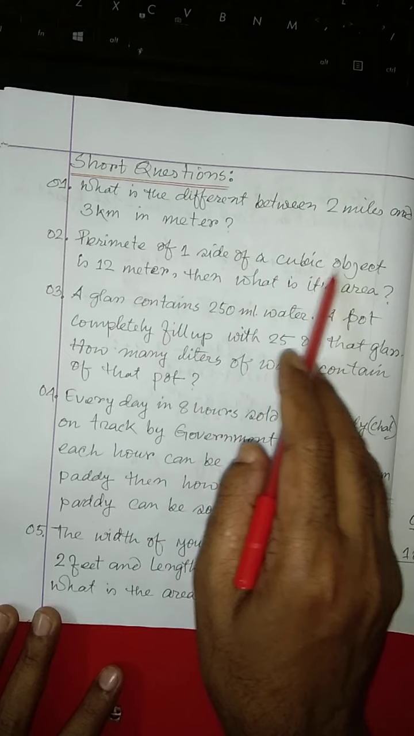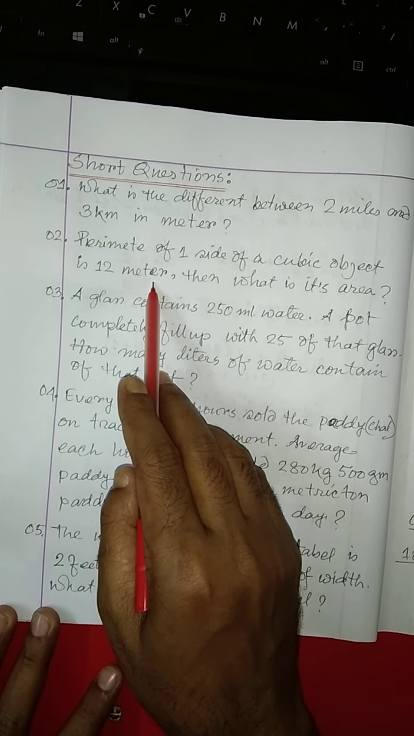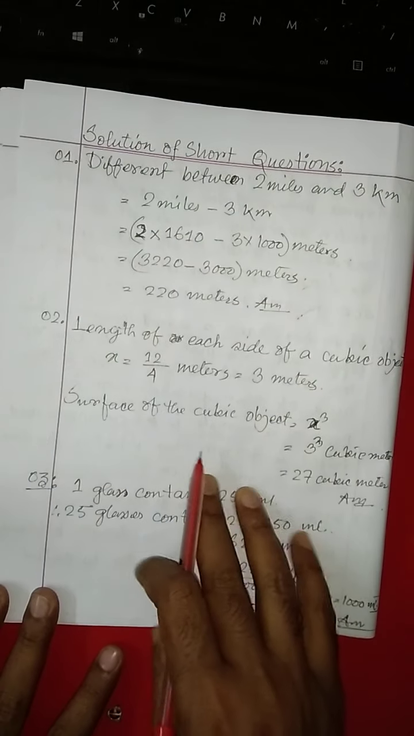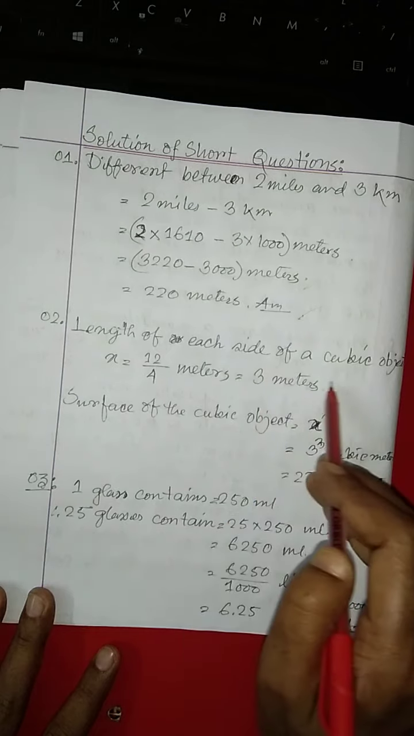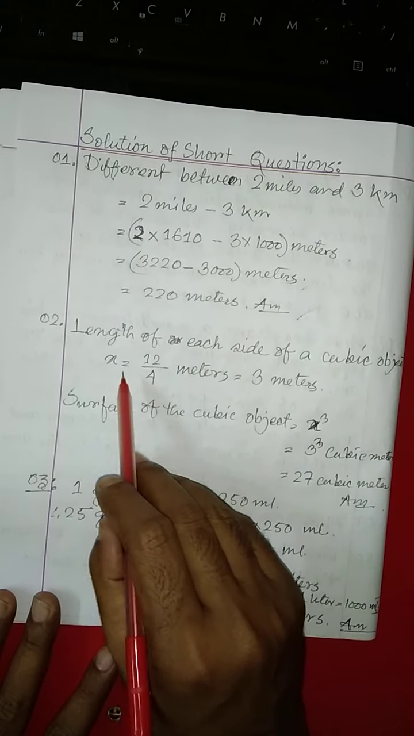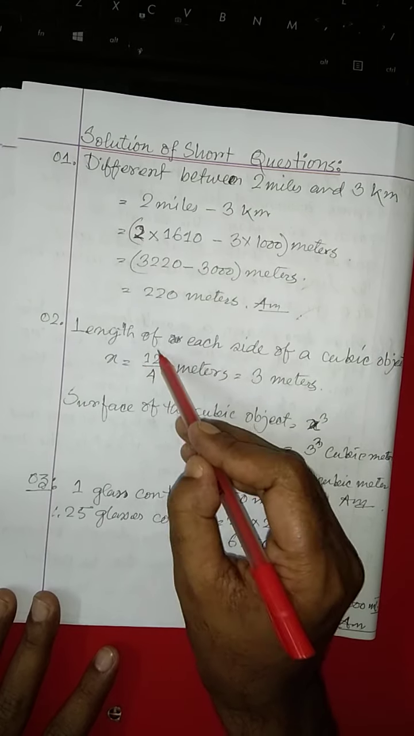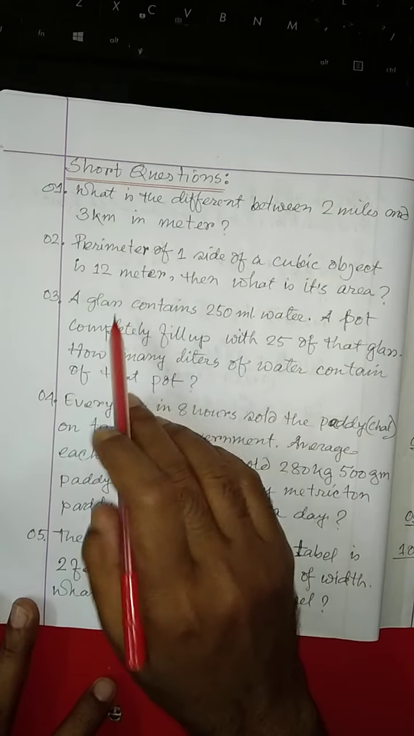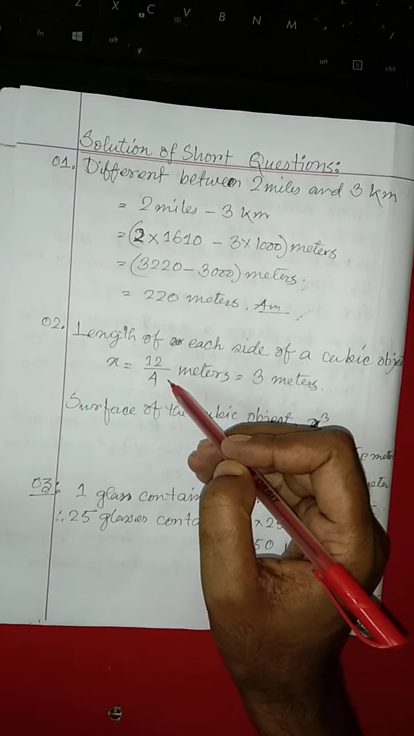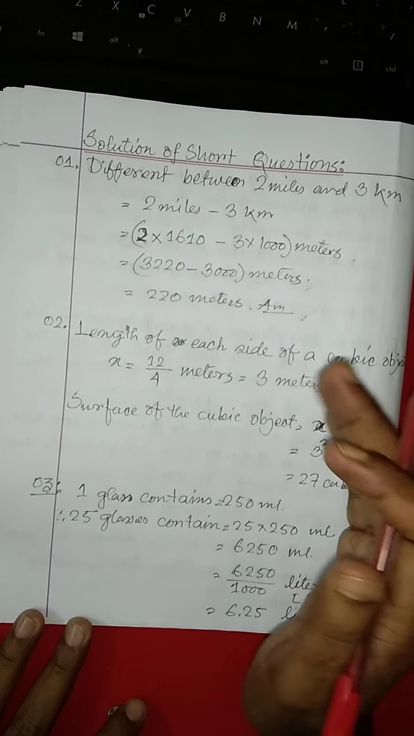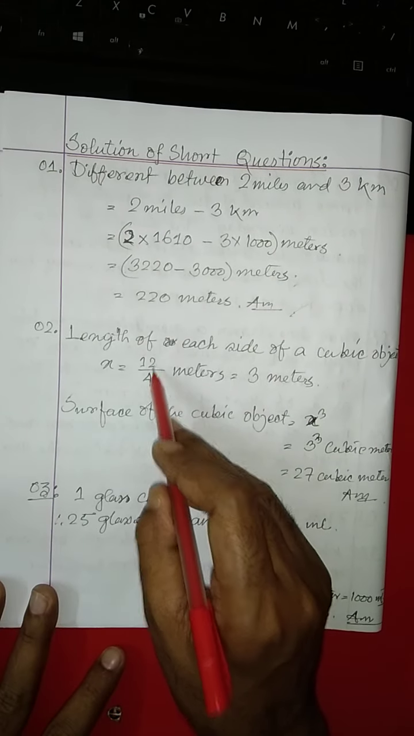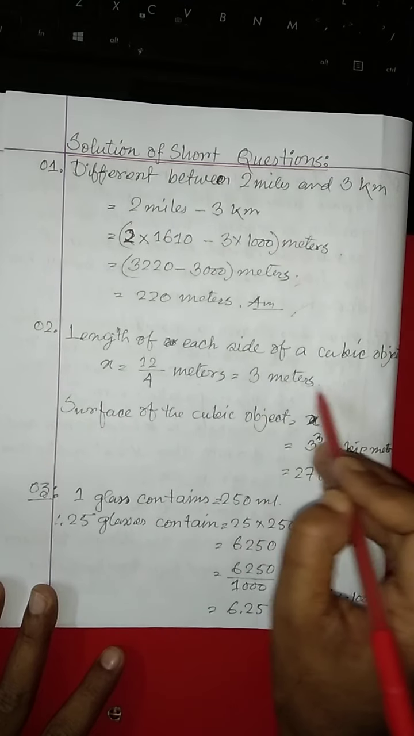perimeter of one side of a cubic object is 12 meters, then what is its area? So we know the length of a side of a cubic object is x. So this is the perimeter, that is 4 times. So we can divide it by 4. There we will get the one side of a cubic object. So 12 divided by 4 meters, you will get here 3 meters.